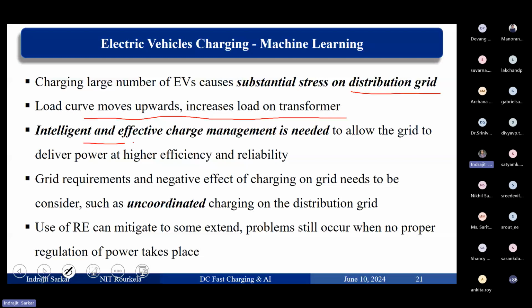Intelligent and effective charge management is needed. Okay, as I was mentioning this. So grid requirement and negative effect of charging on grid needs to be considered and addressed, such as uncoordinated charging on distribution grid. Just put a charger, bring the electric vehicle, charge it. It is going to affect the grid.